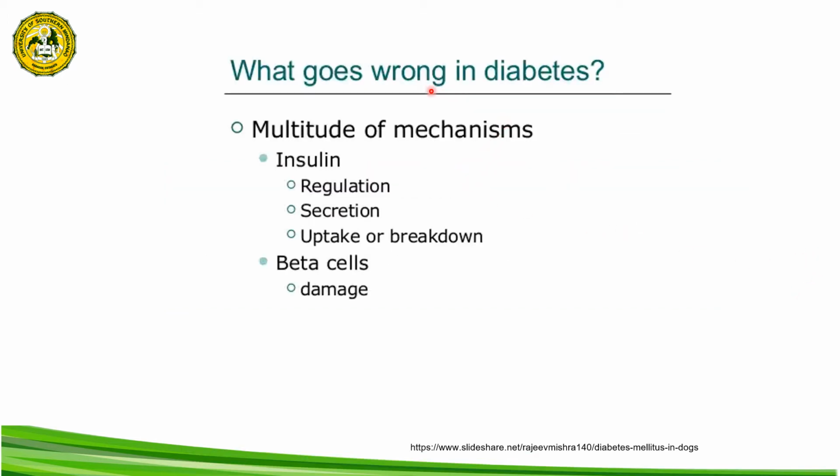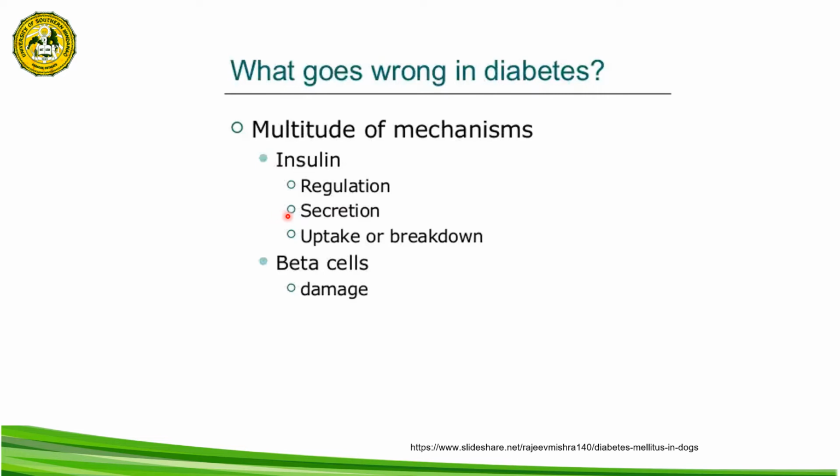So what goes wrong in diabetes? There are a multitude of mechanisms involved in the development of diabetes mellitus. First is the insulin itself. In diabetes, there are abnormalities in the regulation of the production of insulin. There can also be an abnormality or disorder in its secretion.